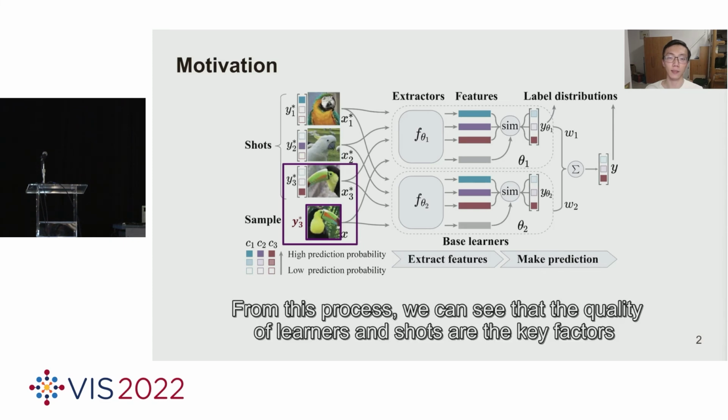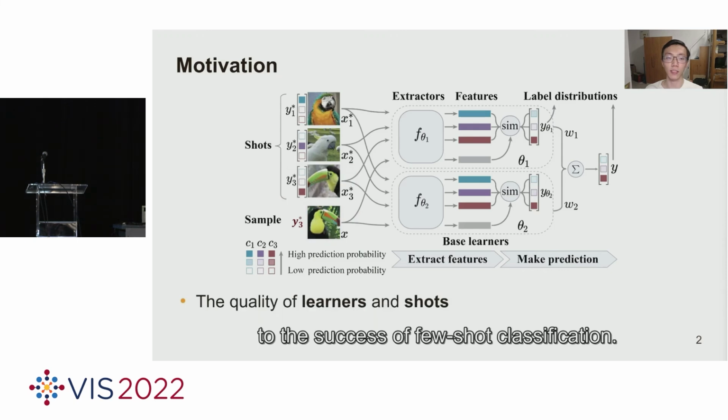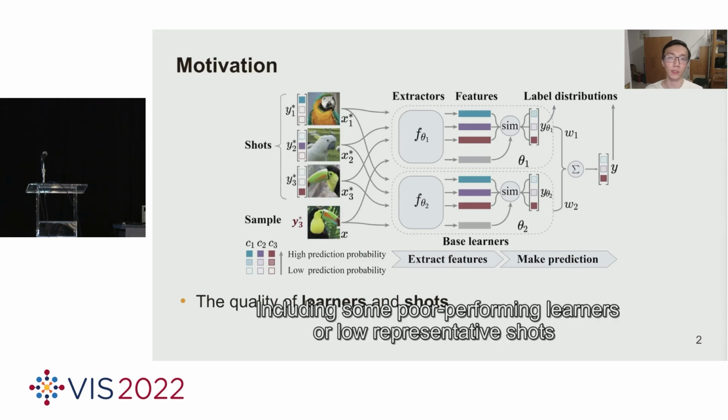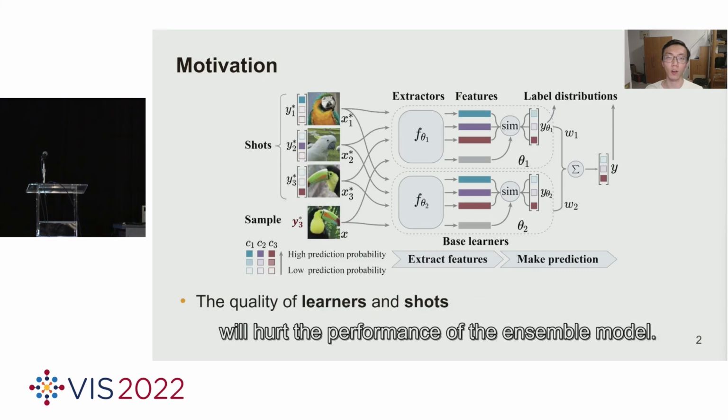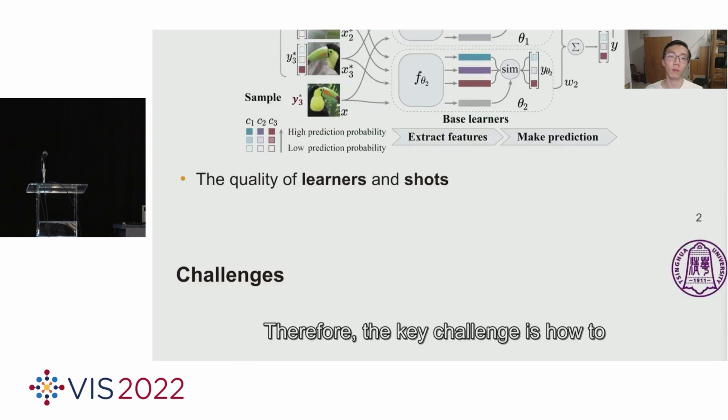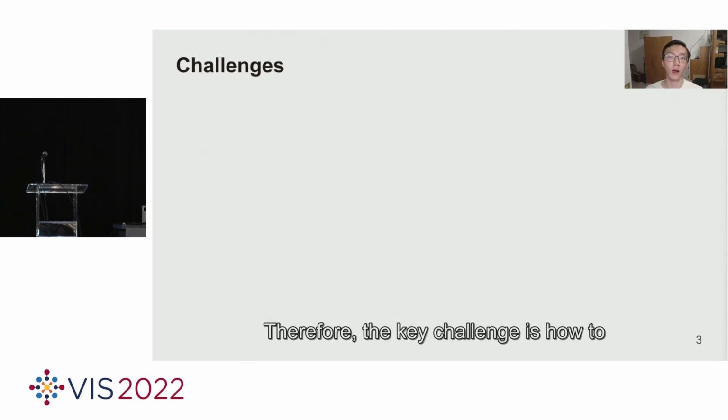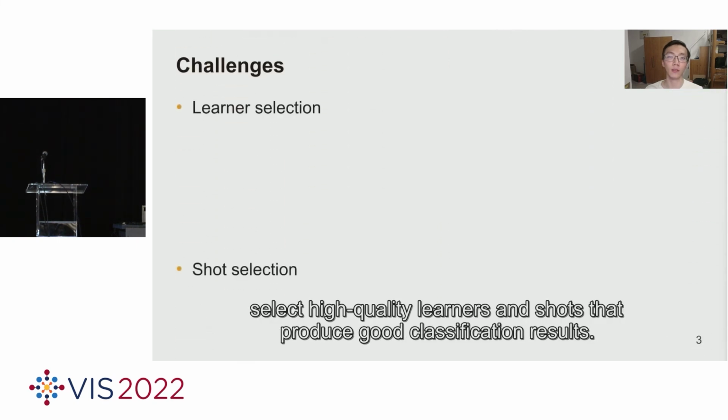From this process, we can see that the quality of learners and shots are the key factors of success to few-shot classification. Including some poor performing learners or low representative shots will hurt the performance of the ensemble model. Therefore, the key challenge is how to select high-quality learners and shots that can produce good classification results.